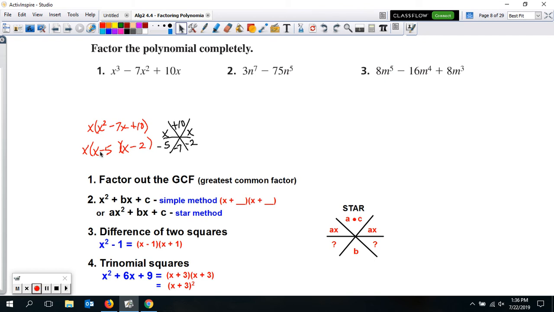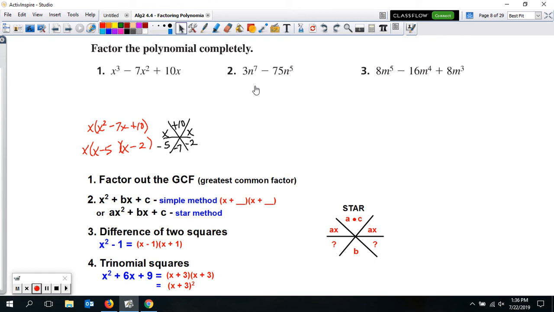So you could have done that with the simple method just by putting those binomials down, starting off with x's, and asking yourself what 2 numbers multiply to give you 10 and add to give you 7. That same question, 5 and 2. They're the same sign. They're both going to be this sign inside there. All right, go ahead and try number 2 now, and then play it after you finish number 2.